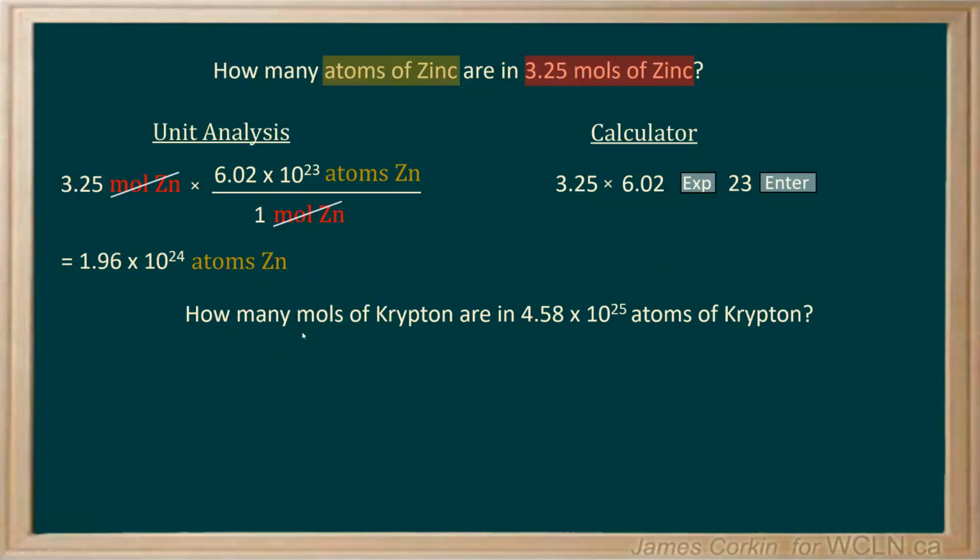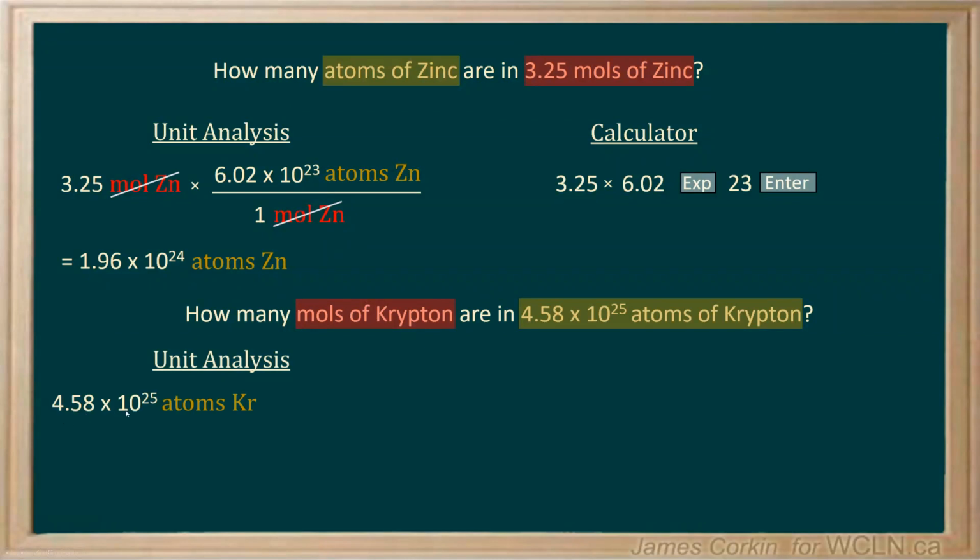In this case, we're asked how many moles of krypton are in 4.58 times 10 to the power of 25 atoms of krypton. Once again, identify what you know. We know 4.58 times 10 to the 25 atoms. That's the only number we know, so it's also the simplest number. And identify where you're trying to go. We're trying to get to moles. So let's start out with our unit analysis. 4.58 times 10 to the 25 atoms of krypton.